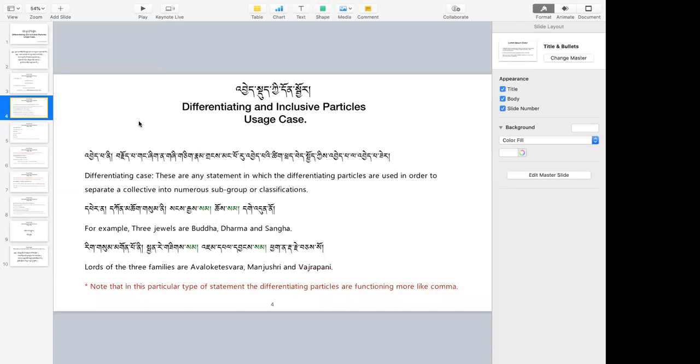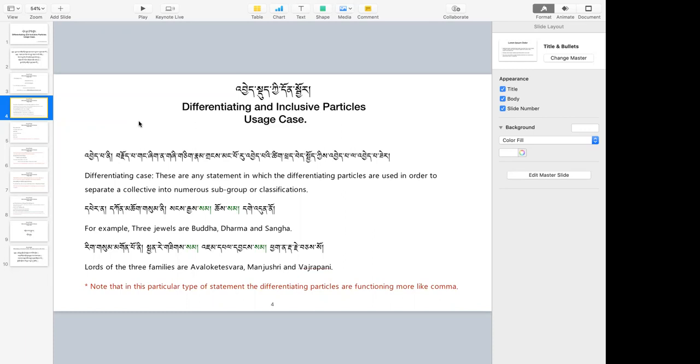Differentiating, which is cheba. And then we use the sixth grammatical case, that is the relative case, chebe, where we show the relation between a particular classification and the main. So chebe, these are connective particles. What type of connective particles? These are connective particles that function in a statement of differentiating. So these are called differentiating particles.